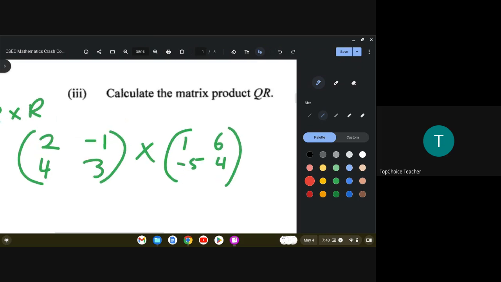So what I do is I try to think about it like this. I multiply my first row by my first column first. Then I multiply that same first row by my second column. Then I move on to my bottom row by the first column again. And then the bottom row by the second column. That is the method I go with.